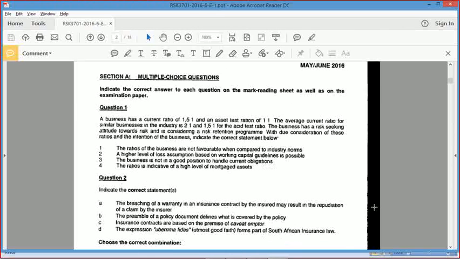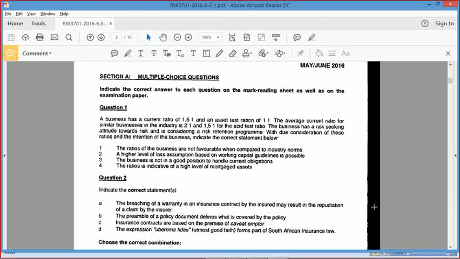Okay, the first bit we're going to look at is the multiple choice. Question 1, a business has a current ratio of 1.5 and an asset test ratio of 1.1. The average current ratio for the small businesses in the industry is 2.1 and 1.5 for the asset test. The business has a risk-seeking attitude, so they want to take on more risk, and is considering a risk retention program. So they're going to be retaining, so keeping risk, they're going to self-fund it. With due consideration of these ratios and the intention of the business, indicate the correct statement below.